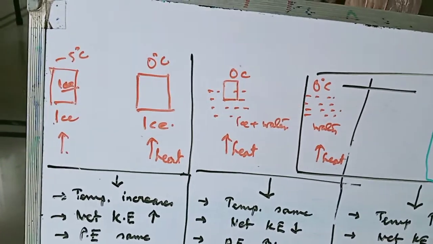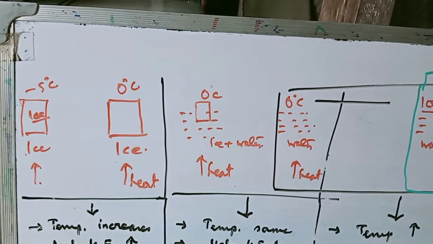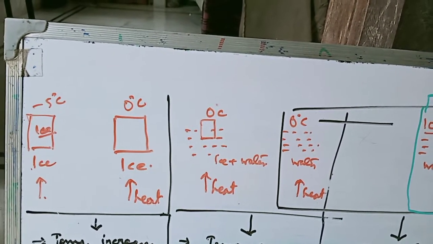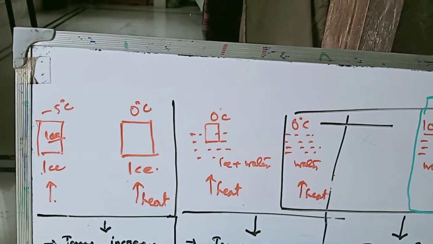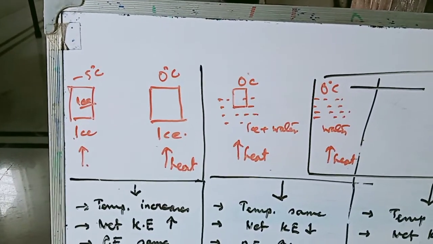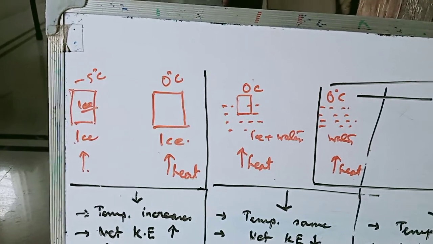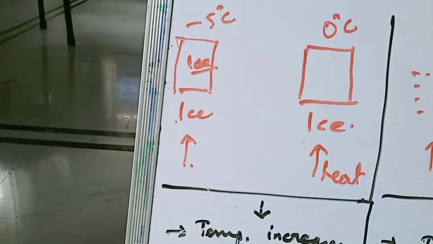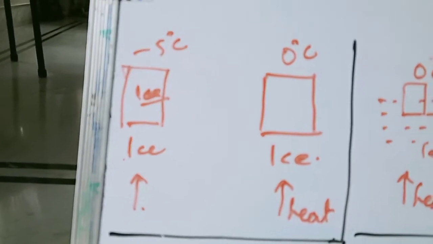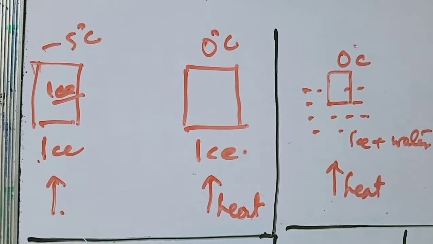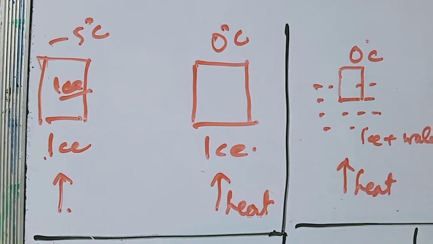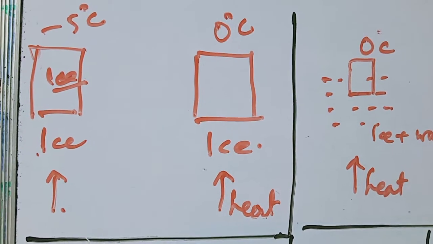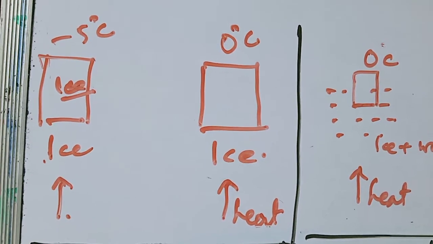In this class we will study change in state, the energy associated with it, and the temperature versus heat input graph when ice is heated from minus 5 degrees Celsius until it becomes steam. Let us consider ice at minus 5 degrees Celsius. Heat is being applied to it and the temperature is noted as heat is supplied.